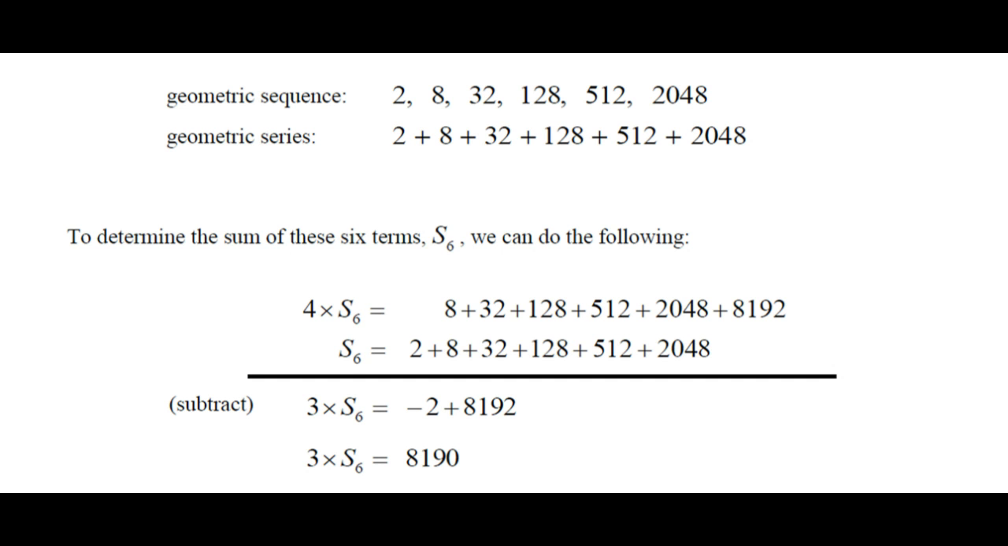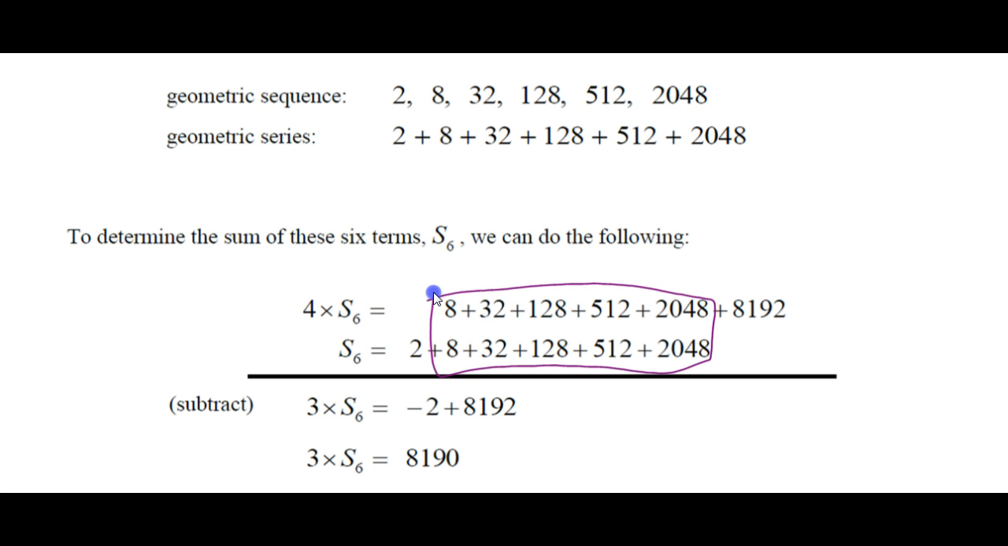There are these six terms. If we multiply it by the common ratio, we kind of bump each term along, right? So the 2 becomes an 8, the 8 becomes a 32, and so on, and then the 2048 becomes an 8192. But these guys line up.